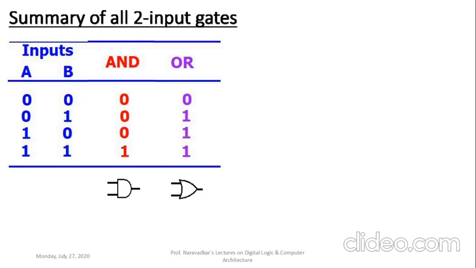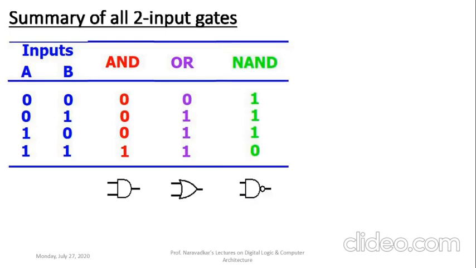Now after this OR gate here, the next gate is a NAND gate. NAND gate is basically not AND gate.